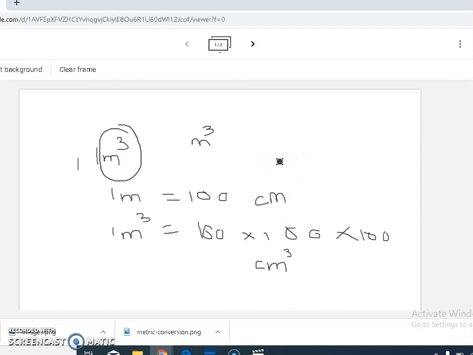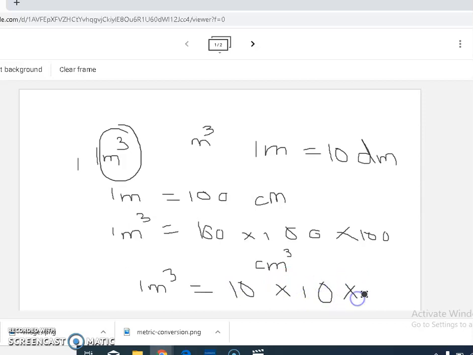Or decimal shift here, and we know that 1 meter is equal to how many decimeter? 10 decimeter. 1 meter is equal to 10 decimeter. So 1 meter cube will be equal to 10 into 10 into 10 decimeter cube.